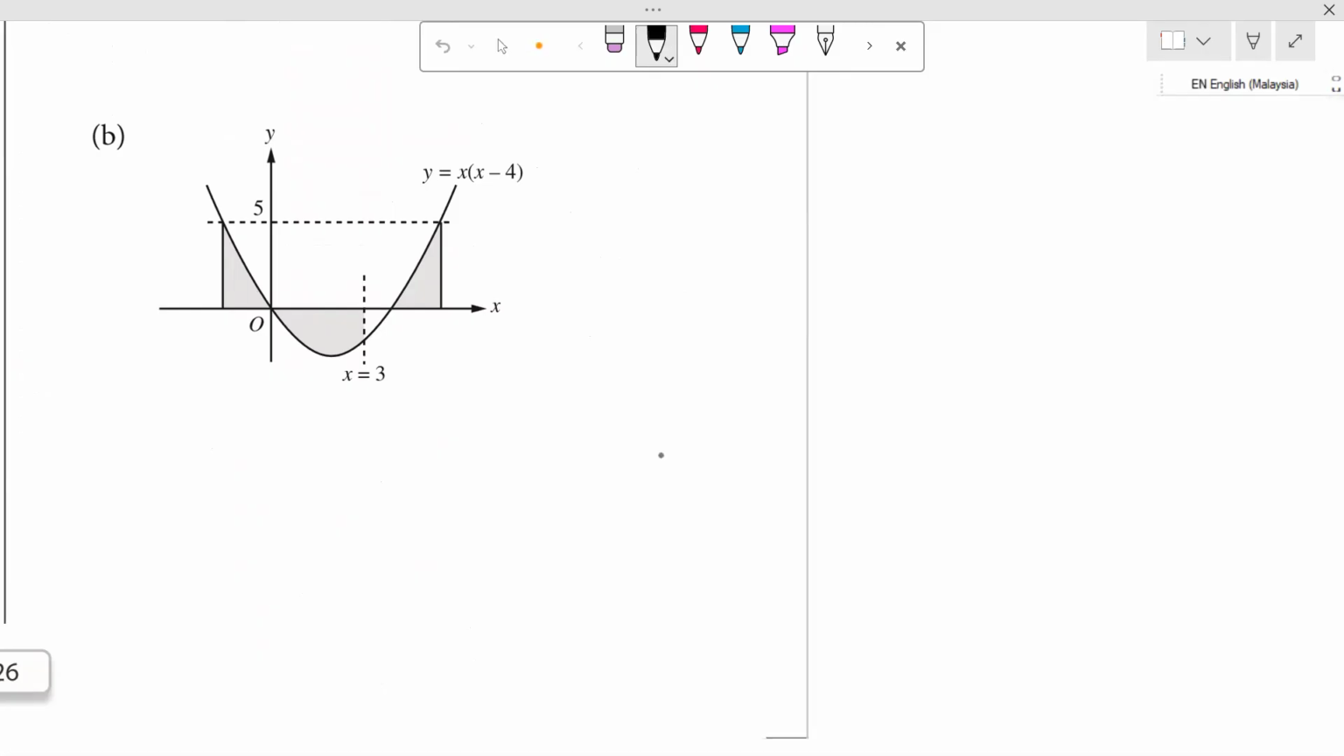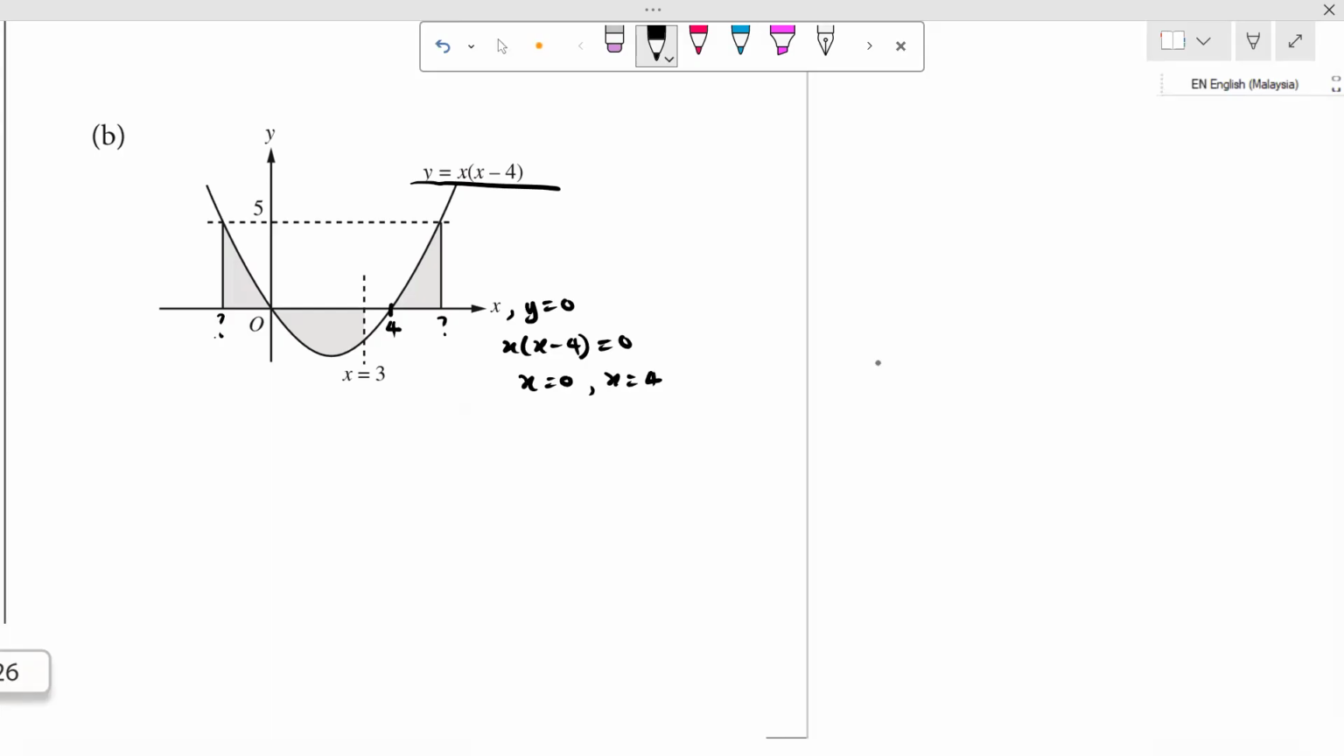So you have to find what is the boundary here. The boundary here is 3, and what is the boundary here? Do you see that this graph is x bracket x minus 4? That means you know that this is 0 here and this is 4. Because at the x-axis, y equals 0. Therefore, x bracket x minus 4 is 0. So it's either x equals 0 or x equals 4.